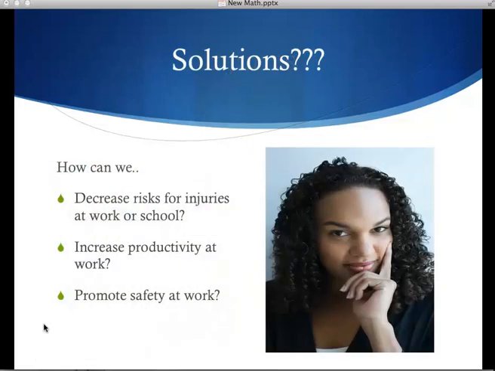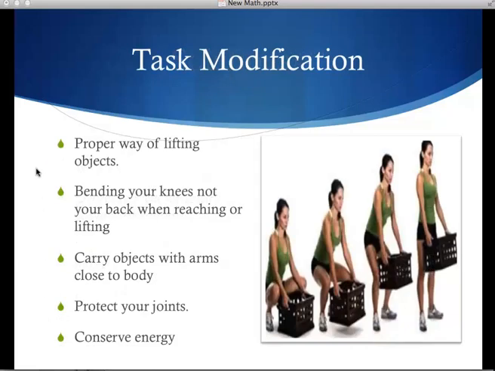What are the solutions? How can we decrease risks for injuries at work or school? Increase productivity at work? Promote safety at work? One thing that we can do is task modification. One way of doing that is the proper way of lifting objects. We should follow the proper way of lifting objects. So when you lift objects or when you pick up objects off the floor, try bending your knees and not bending your back. Carry objects close to your body.